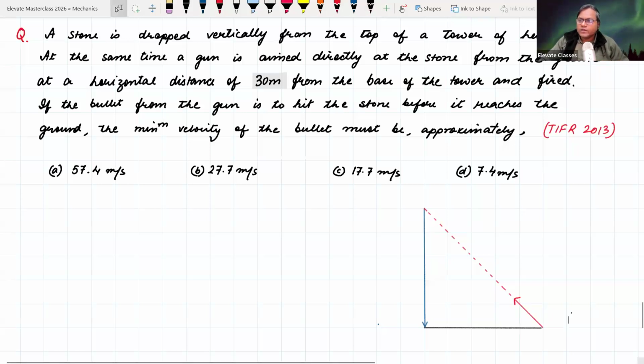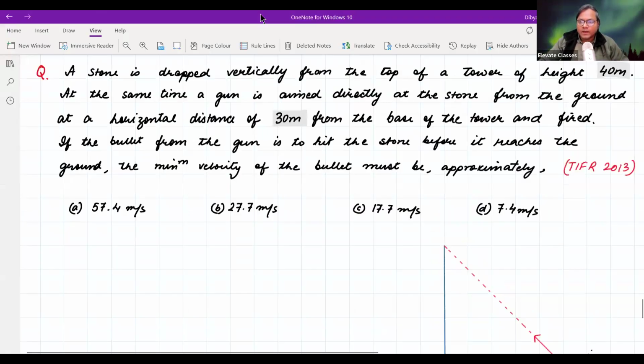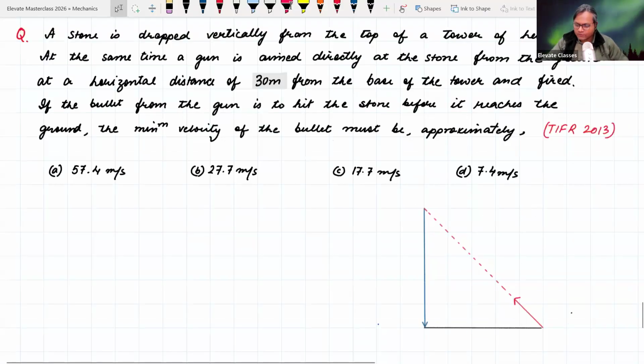First, draw the diagram. Try to get an idea. Rakesh, your answer is correct. Karthik, it is not correct. Check again. So just draw the diagram. What is happening? A stone is dropped from the top of a tower whose height is 40 meters. At the same time, a gun is aimed at the stone from the ground. This is the gun which is aimed at the stone initially. Stone was here. The gun is aiming at the stone. And the gun is at a horizontal distance of 30 meters.